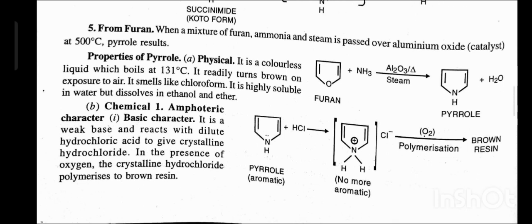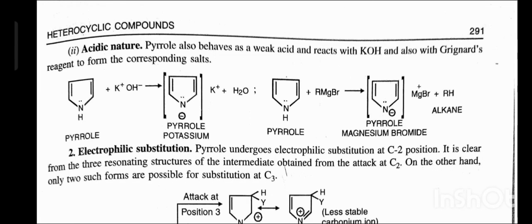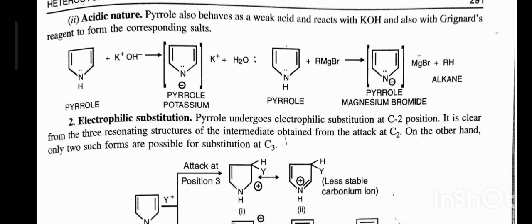B. Chemical properties. First, amphoteric character, basic character. It is a weak base and reacts with dilute HCl to give crystalline hydrogen chloride salt. In the presence of oxygen, the crystalline hydrochloride polymerizes to brown rings. Second, acidic nature. Pyrrole also behaves as a weak acid and reacts with KOH and also with Grignard reagent to form the corresponding salt. Second, electrophilic substitution reaction.